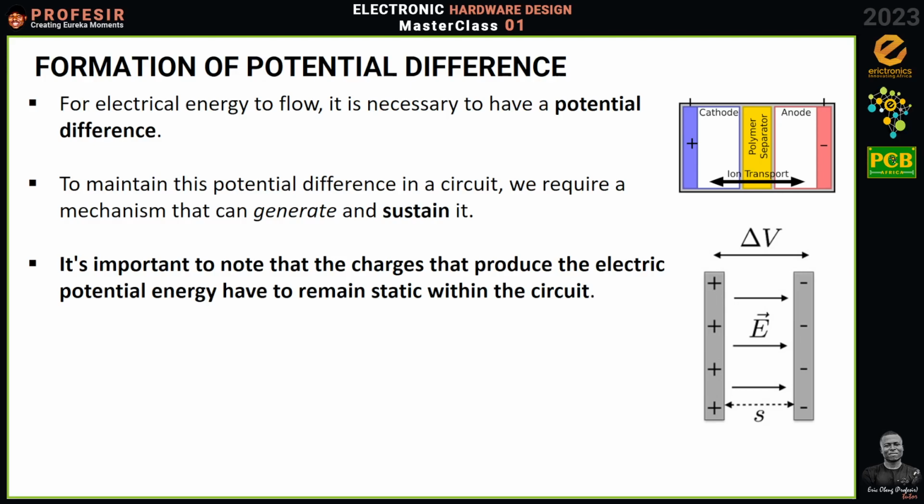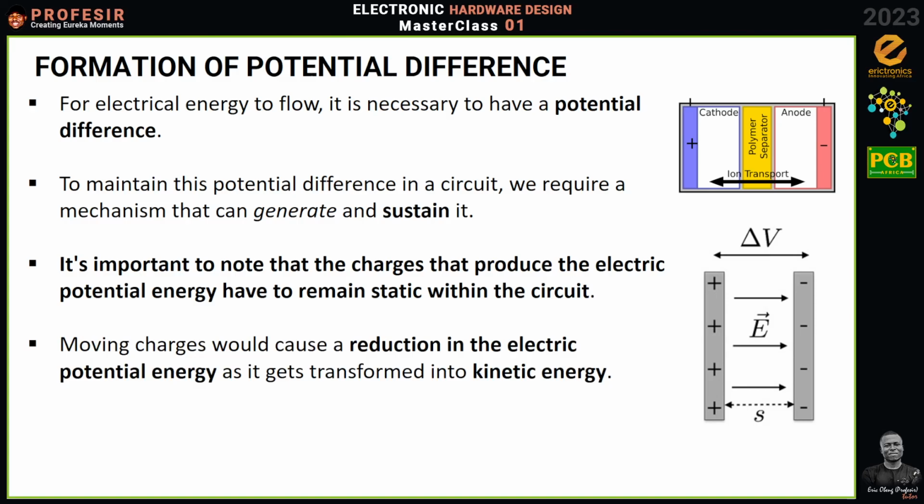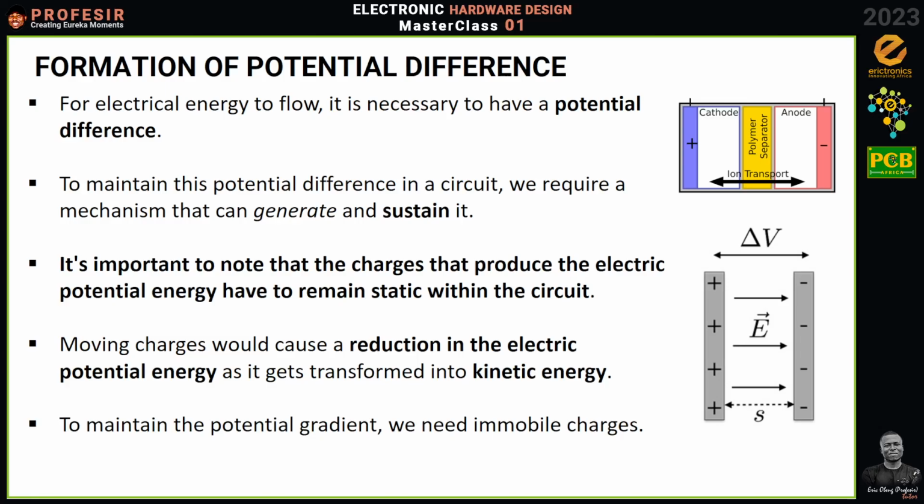One of the requirements is that these charges have to remain static. We also mentioned that if the charges themselves begin to move, and please take note that we are talking about the charges that are creating the field, the field that has the electric potential, they have to remain static, because the moment they begin to move, part of that electric potential energy is going to be converted into kinetic energy, and there will be a reduction. We don't want that. So we need to make sure that the charges that are creating our potential gradient remain immobile. That means they can't move.